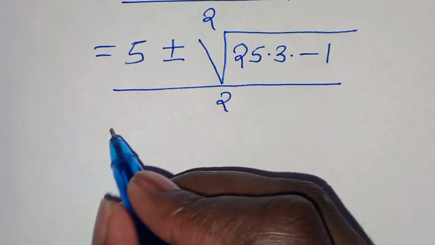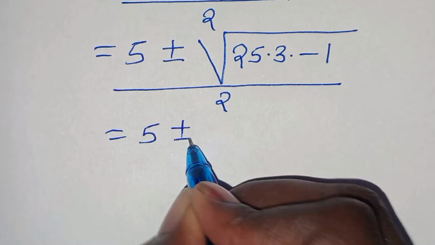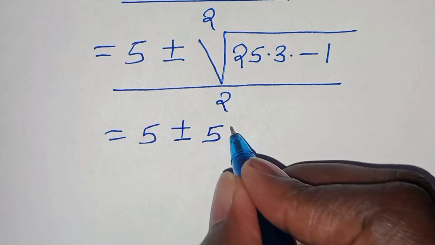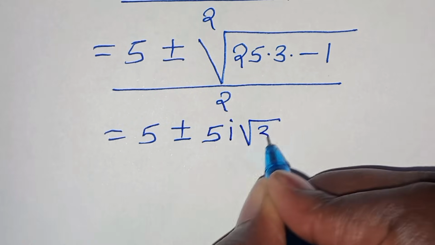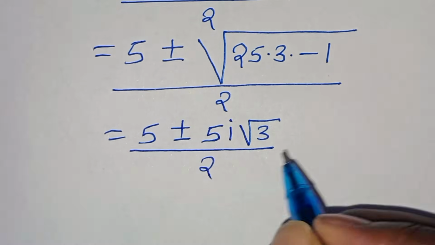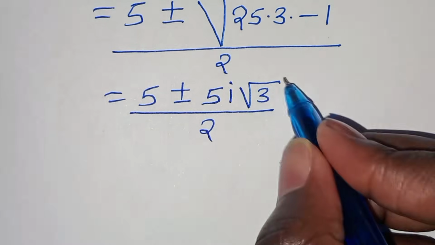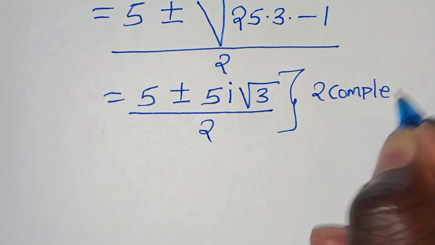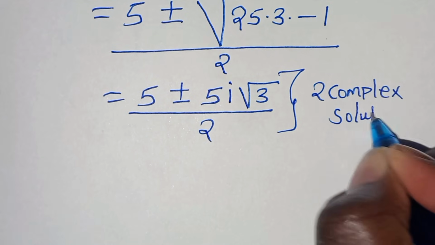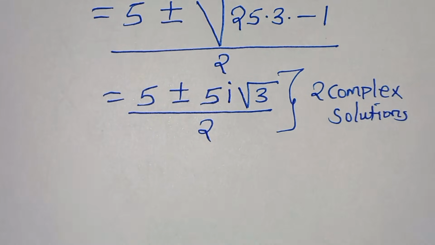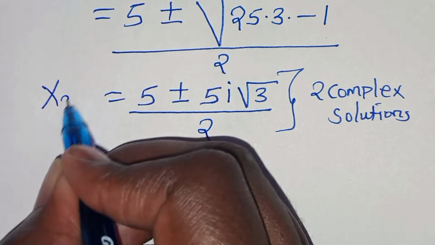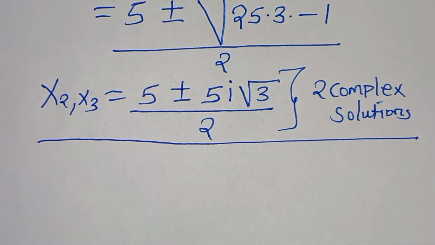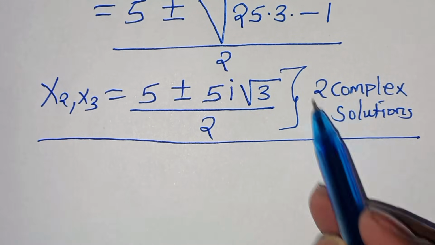So that now we have 5 plus or minus the square root of 25, this is 5, square root of minus 1, this is i, then square root of 3 divided by 2. So you find that these are two complex solutions under case 1. This is x2, comma x3. So these are the values of x2 and x3. These are two complex solutions.